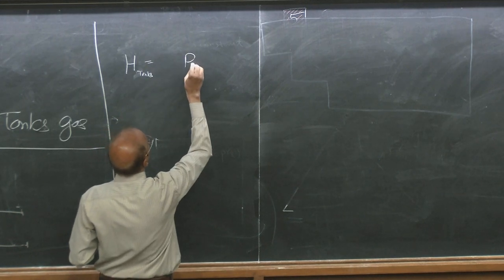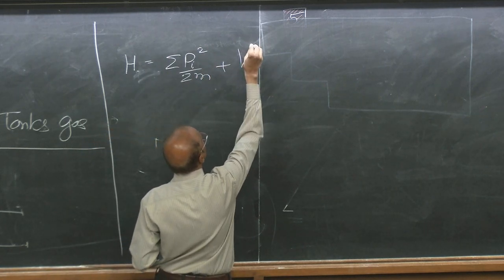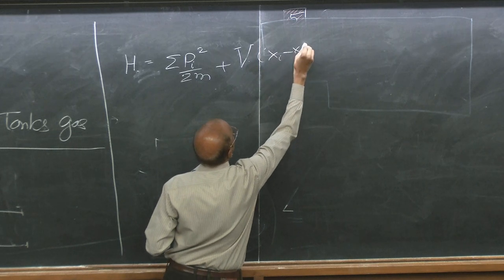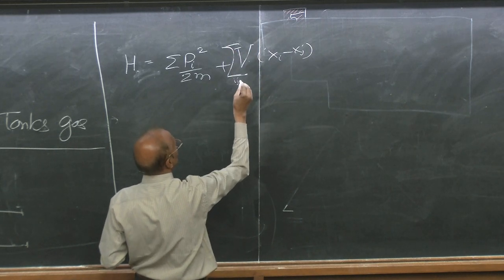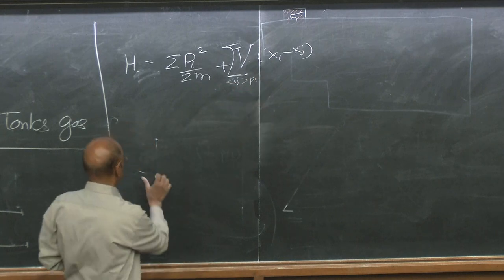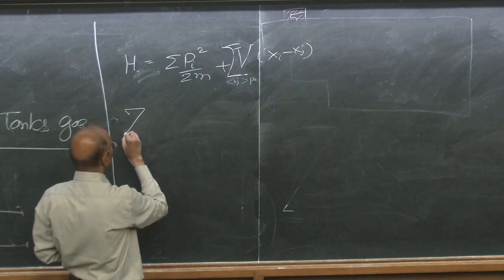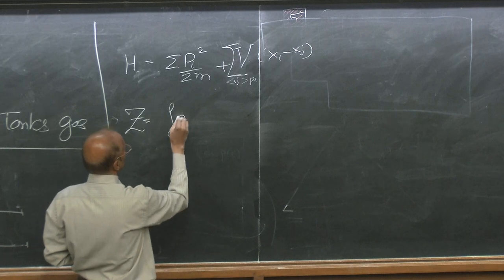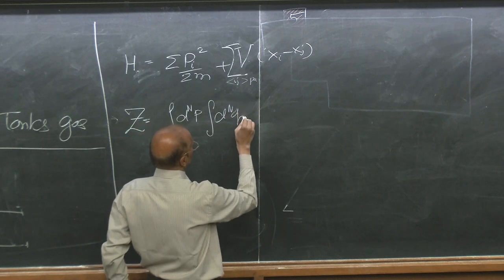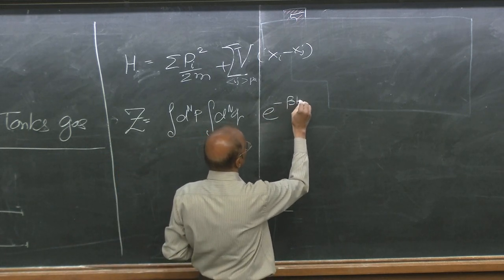Let me write the usual Hamiltonian, which is the summation of p_i squared over 2m plus the sum of V_ij(x_i minus x_j) over pairs. So this is the kinetic energy, that is the potential energy. This is very standard, but let me do it once. We want to calculate Z equal to the integral d^n p d^n q. These are the momenta coordinates, these are the position coordinates, of e to the power minus beta H.